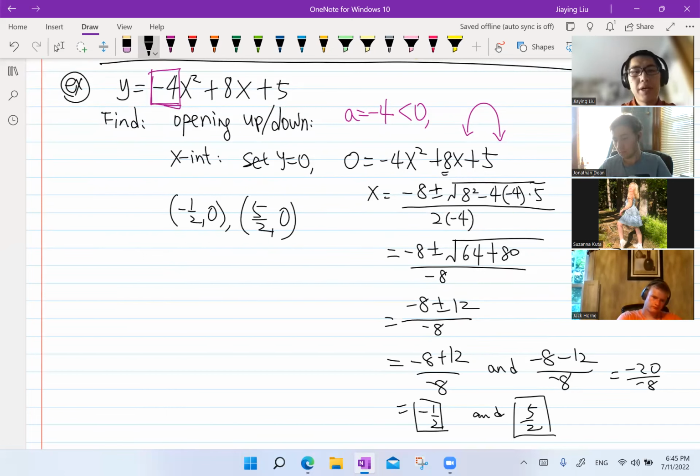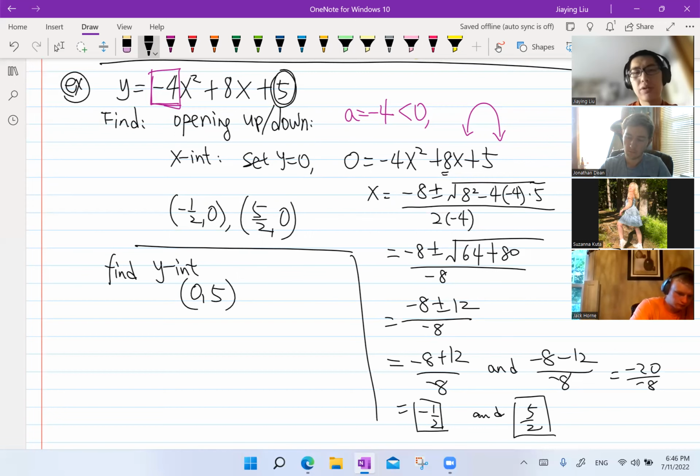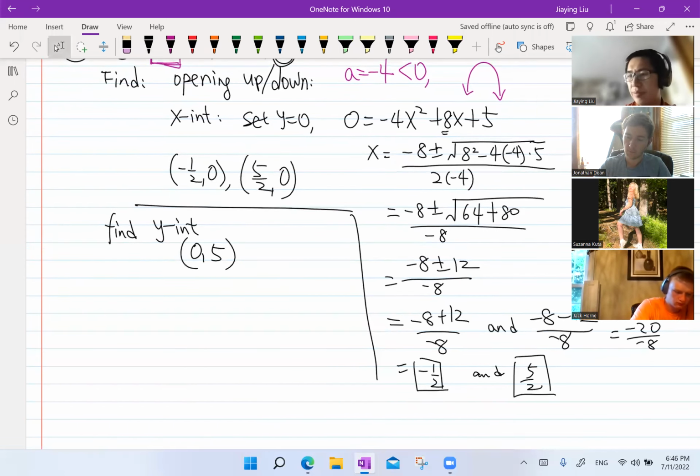All right, any questions about finding the x-intercepts here? All right, to find the y-intercept, hopefully it doesn't take that long. So find the y-intercept. What we're going to do is just take the c value, because in the given function, we have c, which is 5. So the y-intercept is going to be 0, 5. We don't have to plug in 0. We could, but we don't have to.